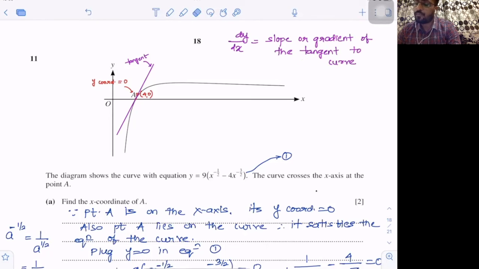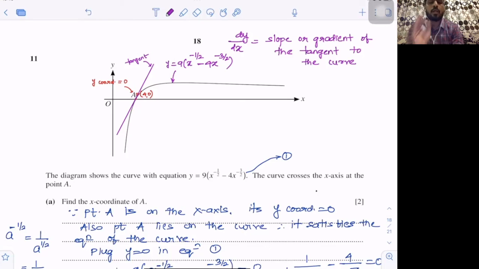So I know that if I differentiate the equation of the curve, so this is your curve, and its equation is y is equal to 9 times x raised to minus 1 upon 2 minus 4 x raised to minus 3 upon 2. If you differentiate this equation of the curve, you will get the slope of the tangent that is drawn to the curve. Now this tangent can be drawn at any particular point that you want. You want the slope of the tangent at point A. Then once you get dy by dx, you plug the coordinates of point A into that dy by dx.